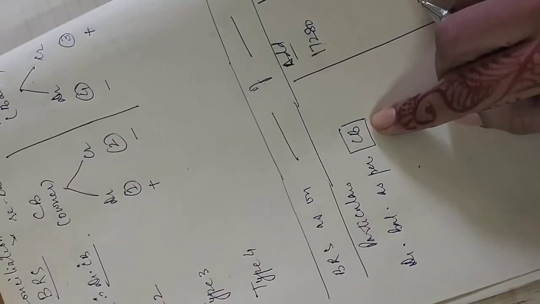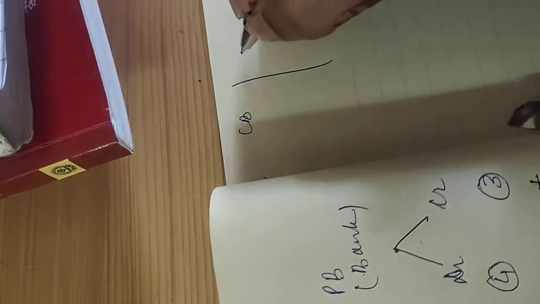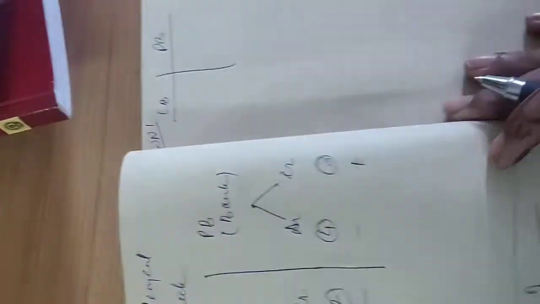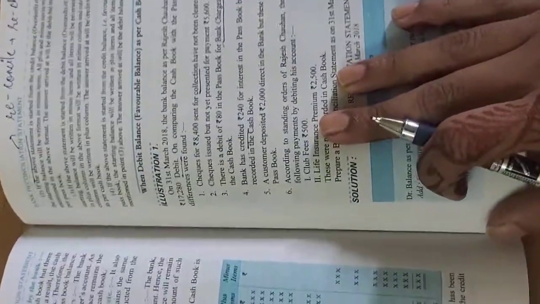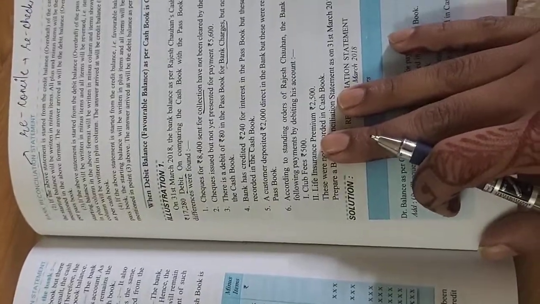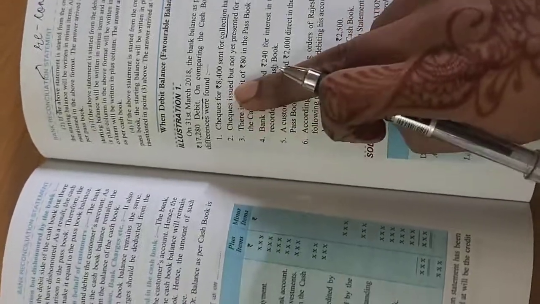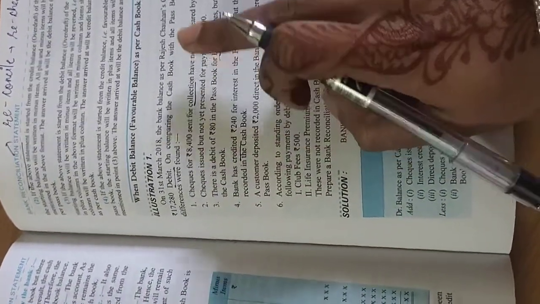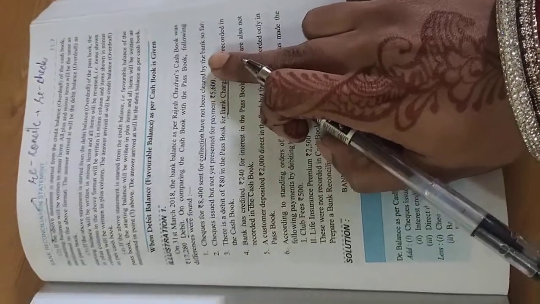If the question is of cash book, you have to see what is happening in passbook. For example, I'll make a working note over here. This is cash book, this is passbook. Working note for question number 1. I'm doing illustration number 1 because this is actually very clear about all the transactions. The first one is checks for 88,400 sent for collection have not been cleared by the bank so far.